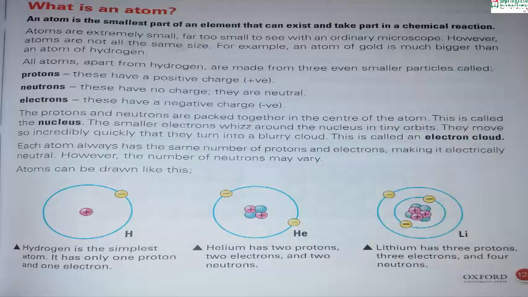An atom is the smallest part of an element that can exist and take part in a chemical reaction. Atoms are extremely small, far too small to see with an ordinary microscope. However, atoms are not all the same size. An atom of gold is much bigger than an atom of hydrogen.